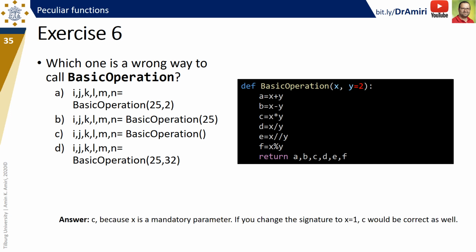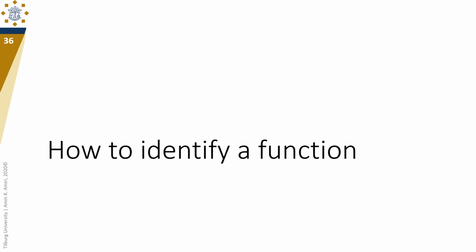Here is the answer to this question. So far, we have learned the syntax of the functions and peculiar function, as well as the scope of variables inside and outside the function. Now we want to learn how to identify a function in a code. So it's not as if you start with creating a function from scratch. Most programmers see a pattern and then they turn that pattern into a function.